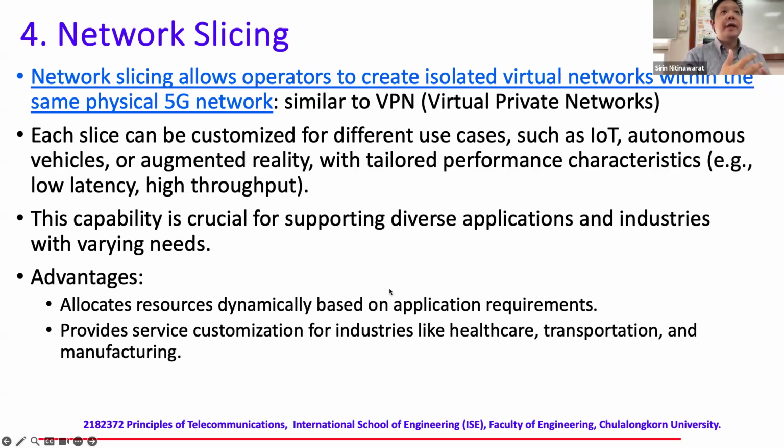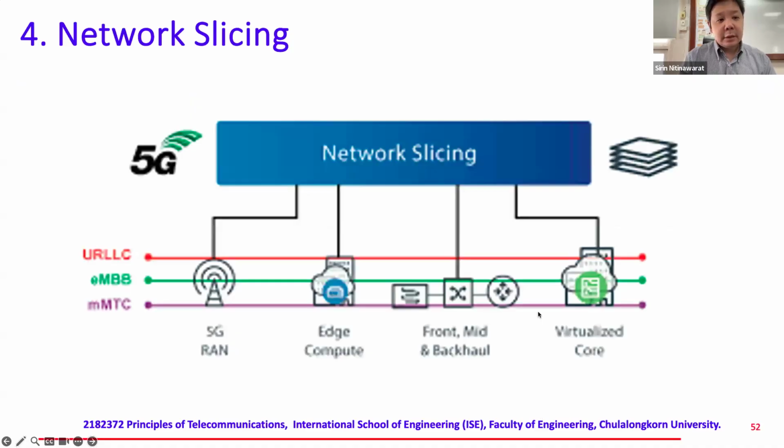And because you do it in software, right? This allocation of different virtual networks can be programmable and customized, can be done more dynamically, depending on the different and changing application requirements. So you see the three important service categories, okay? And then the 5G network can be sliced into different slices, okay? Supporting different applications in varying service categories.